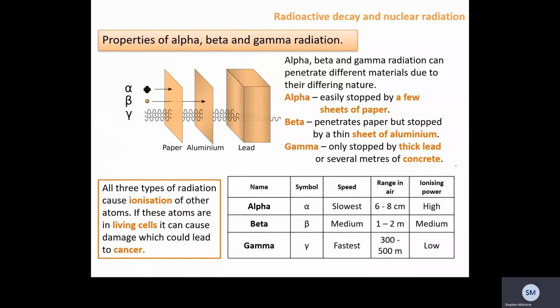Now, alpha is the most ionizing. The reason for that is it's got a charge of +2. Beta negative radiation has a charge of -1. Beta positive radiation has a charge of +1, and gamma rays only have a tiny amount of charge. They're all ionizing, but alpha is the most ionizing. They're all penetrating, but gamma is the most penetrating.